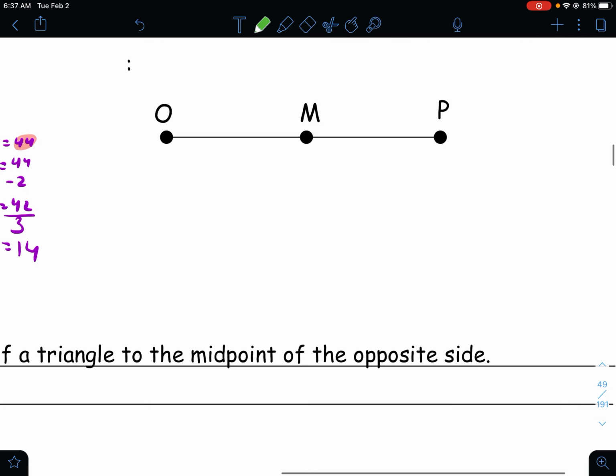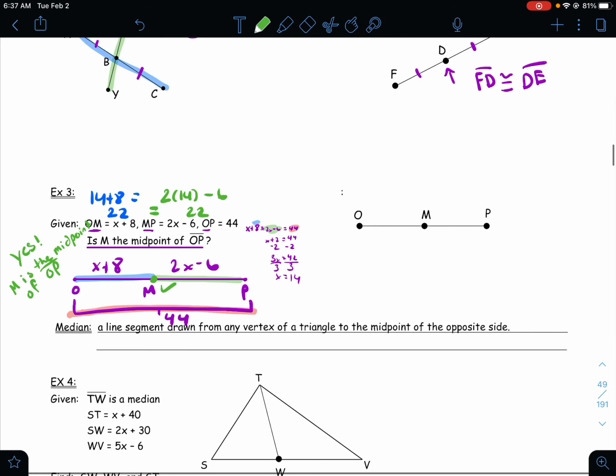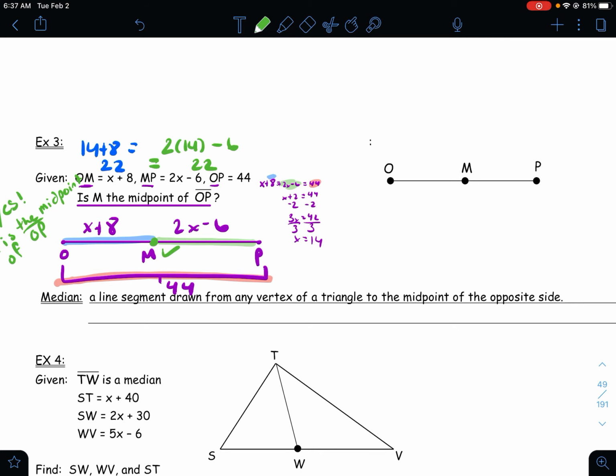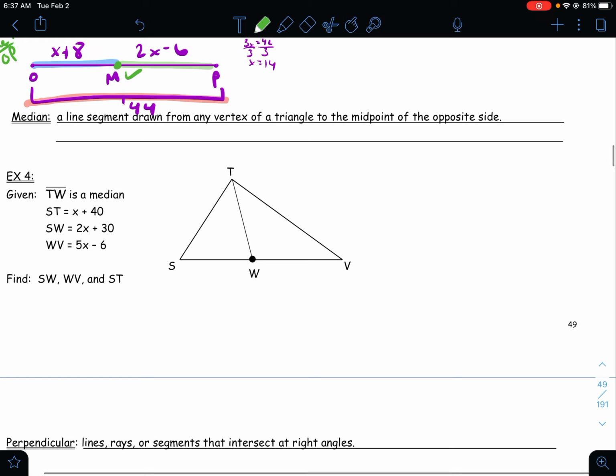All right, next one. Oh, I didn't realize they had a picture drawn for us. Oh my God, well, oh well. Sorry for making you draw that.